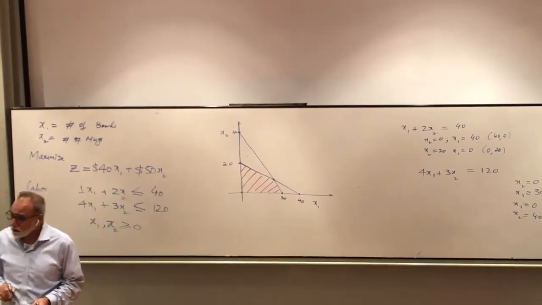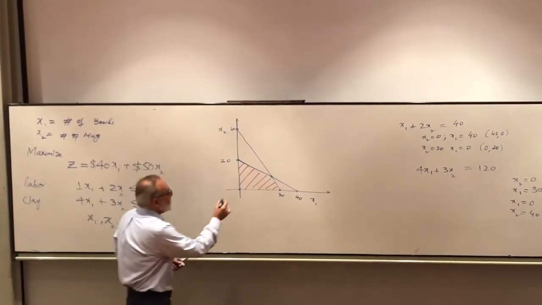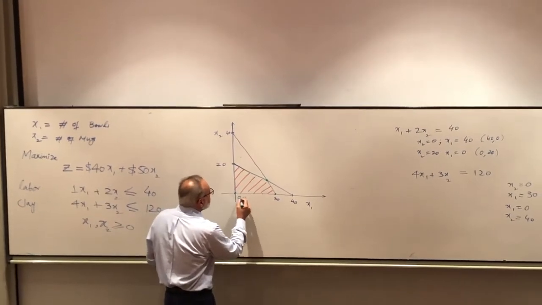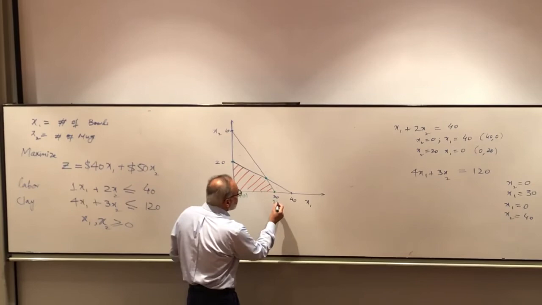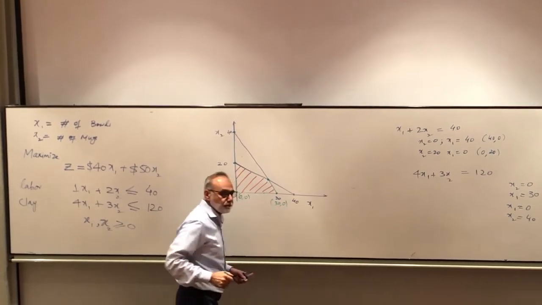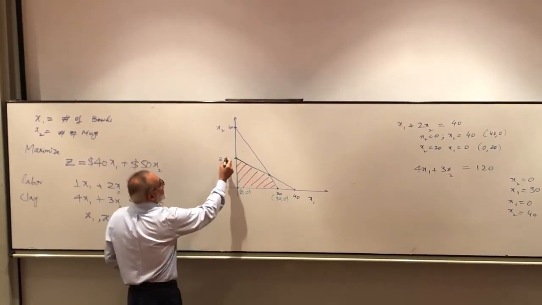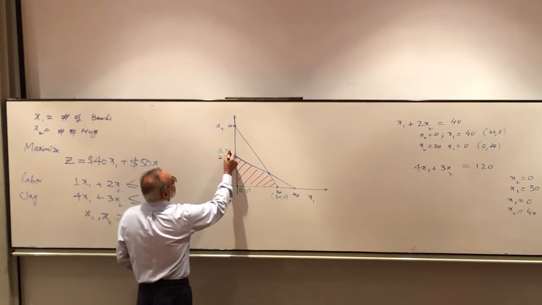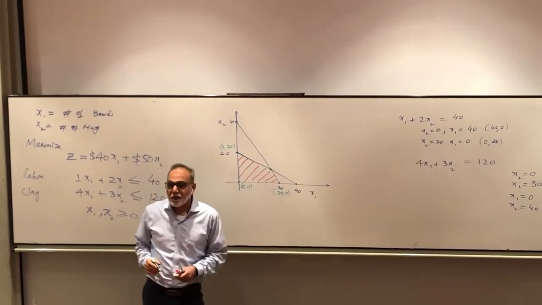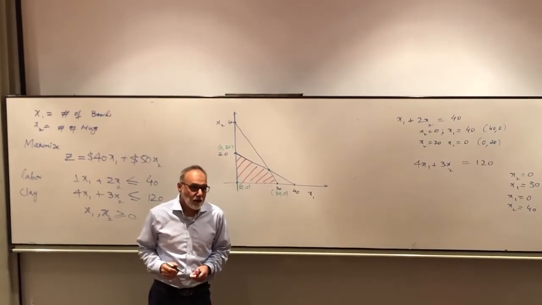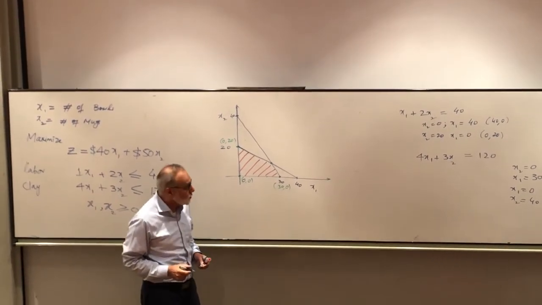and the maximum gives our optimal answer. So this point is 0, 0. This point is 30, 0. And this point is 0, 20. Now for this point, intersection between the two equations.